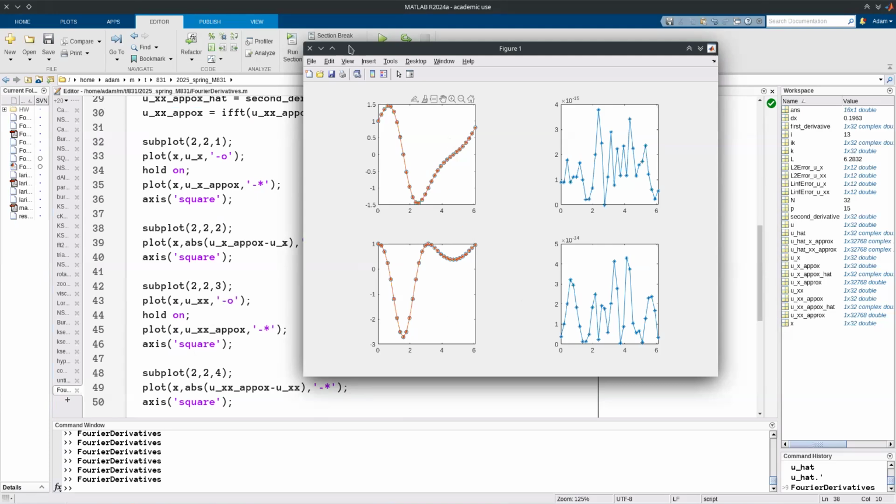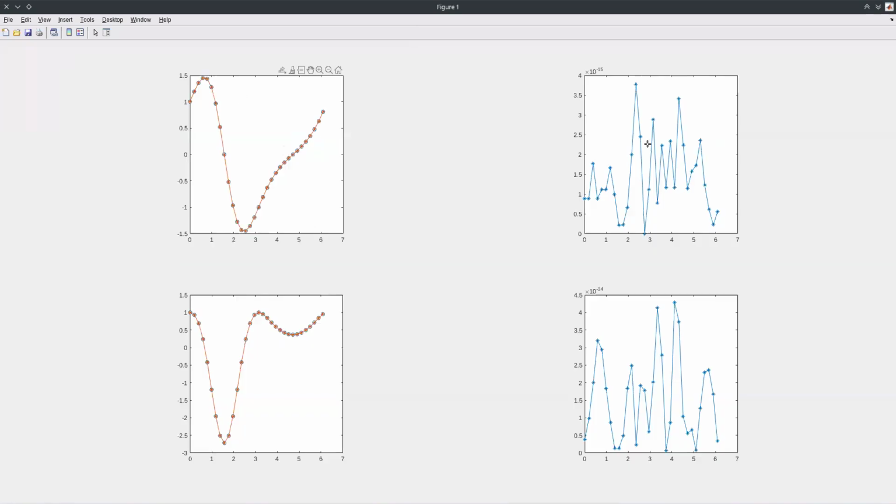So on the left, we see in physical space the derivatives there. On the right, we see the error between these two. Here's a second derivative and the error in the second derivative. I would say that's pretty nice. So let's stop there.